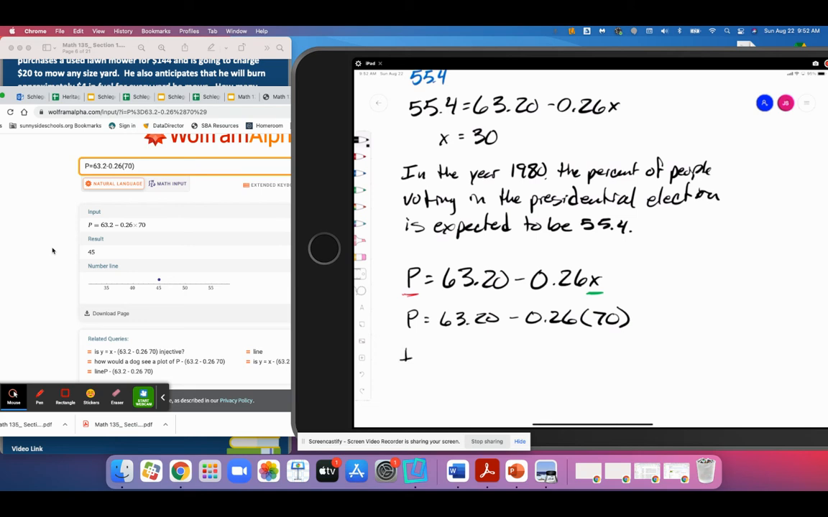So in 2020, the model predicts that 45% of voters will vote. Something tells me that it was probably a larger number than that in 2020, but that's what the model predicts.